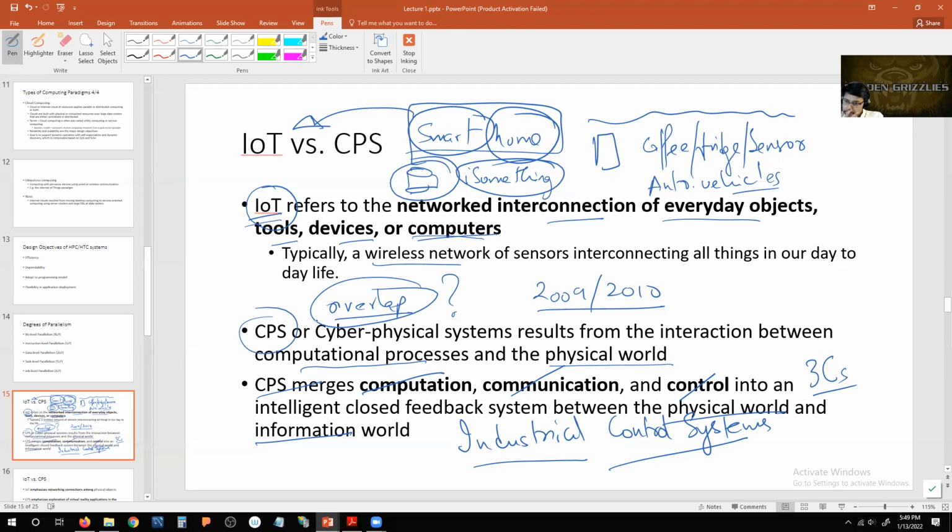It's not for industry. So the difference is, okay, pay attention to this particular notion. CPS is the interaction between computational processes and the physical world. Industrial control system is a well-known application of CPS. So it doesn't mean that CPS is directly proportional to industrial control system. CPS, in its core ideology, means the interaction between computational processes and the physical world.